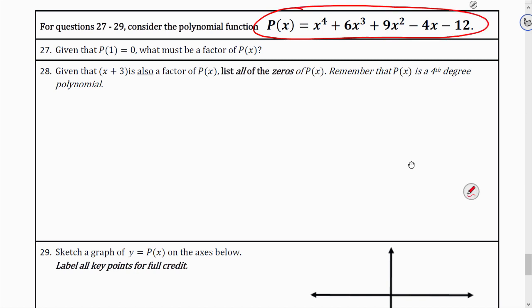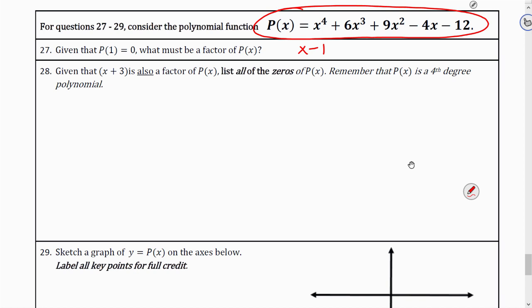Given that p of 1 is 0, what must be a factor of p of x? And the answer is x minus 1 must be a factor of p of x. Okay, 28, given that x plus 3 is also a factor of p of x, list all the zeros of p of x. Remember that p of x is a 4th degree polynomial.